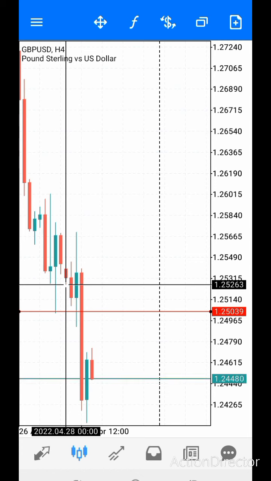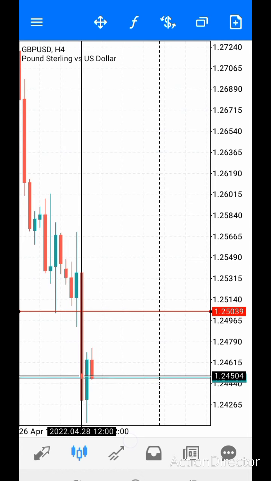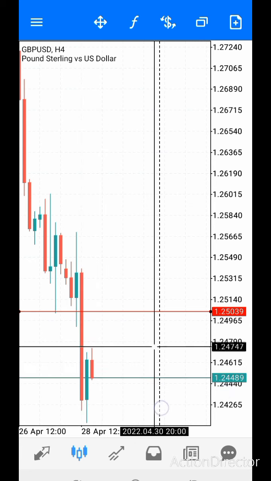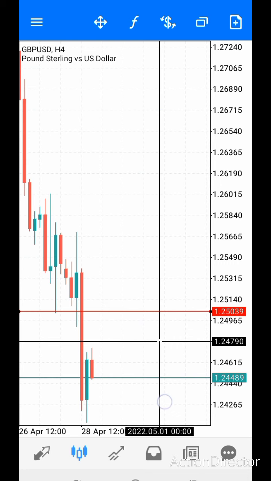So how do you do that? The same way you do it, the price is here, so you look for the price based on your analysis where you want to place the trade. Let me assume you want to place the trade here. You're expecting that when the market gets to this price here, which is 1.247900, you're expecting it to sell.